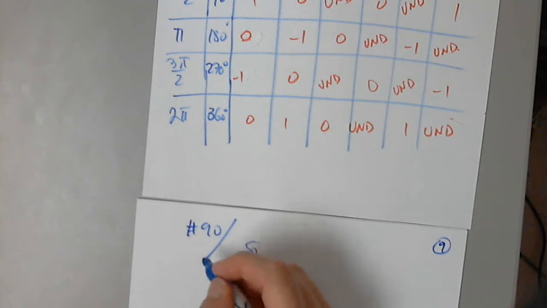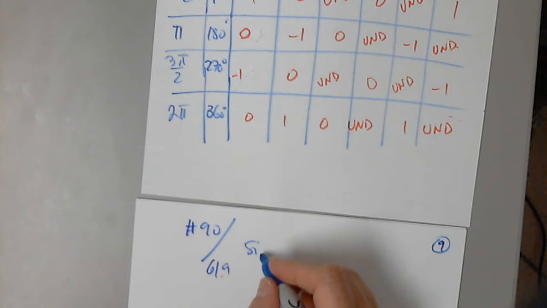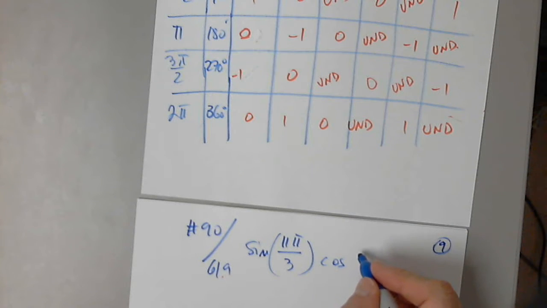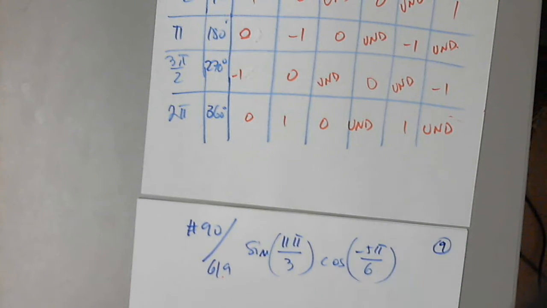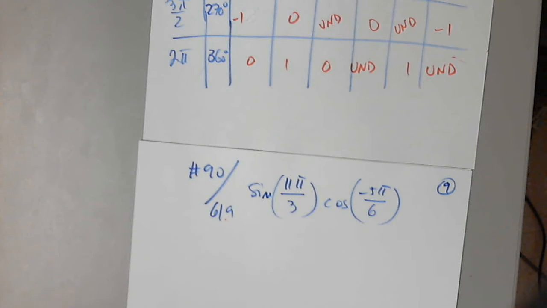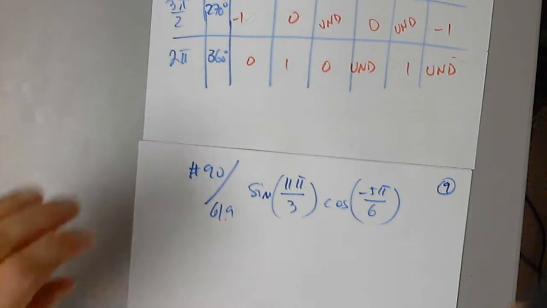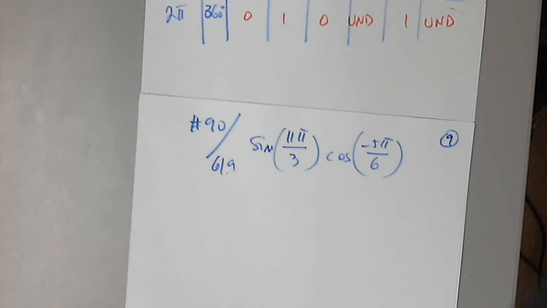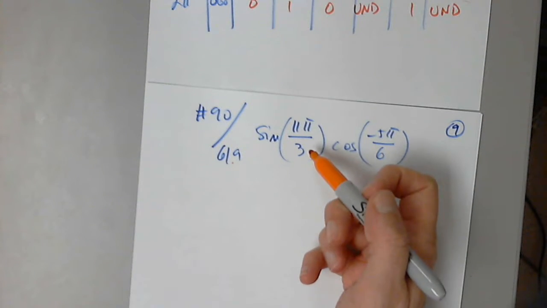We're looking at the 90 on page 619: sine of 11 pi divided by 3 times cosine of negative 5 pi divided by 6. After we do this problem, I would like us to discuss a little bit about odd and even functions. Which trig functions are odd, which trig functions are even. Okay, so let's start with sine of 11 pi over 3.